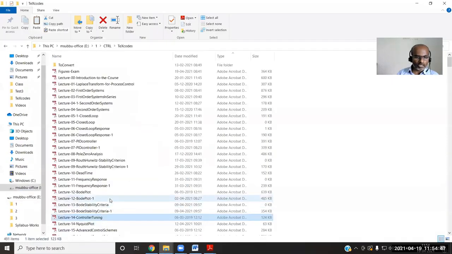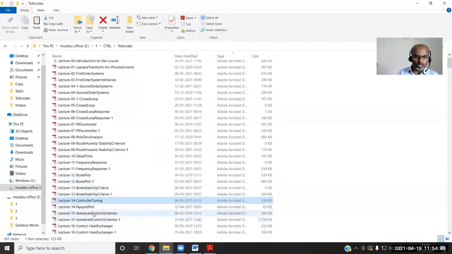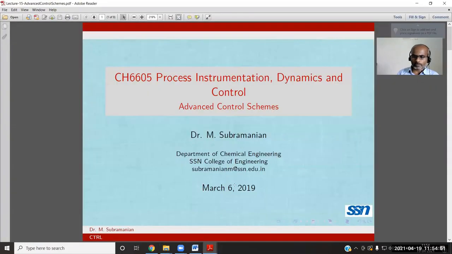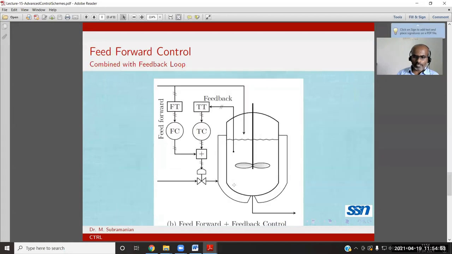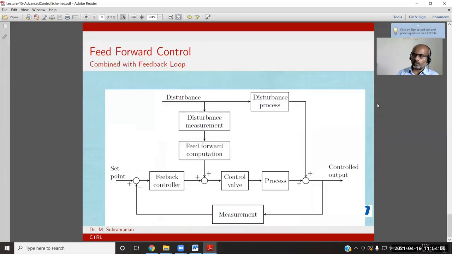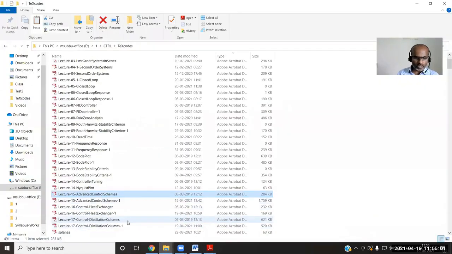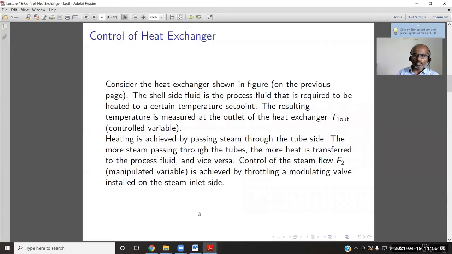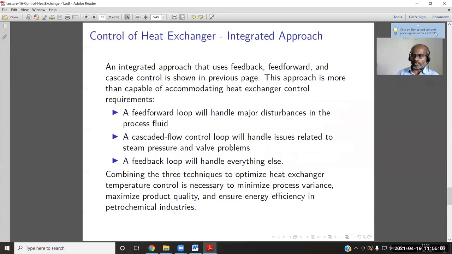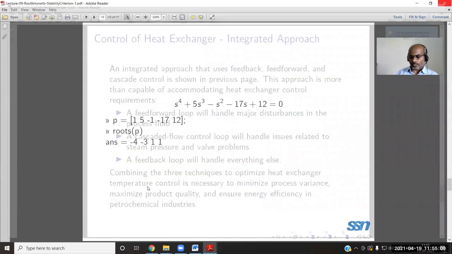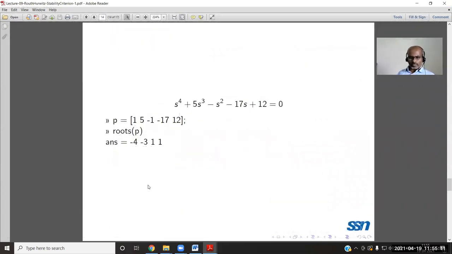The next topic is the advanced control schemes, which is cascade and feed forward control. You can go through a qualitative treatment alone for the advanced control schemes. Then we have seen the controller strategies for heat exchanger and distillation column. The topics seem to be quite a lot, but only simpler questions will be asked.